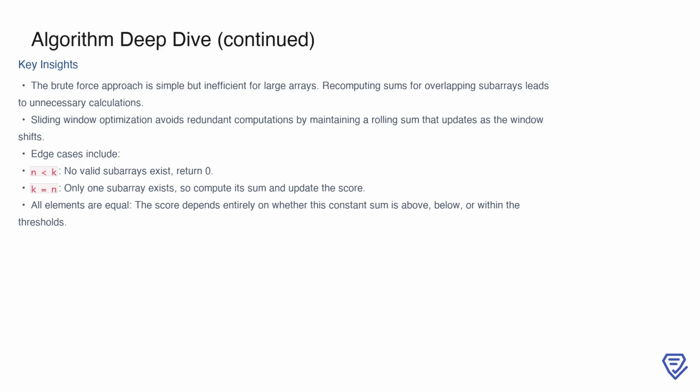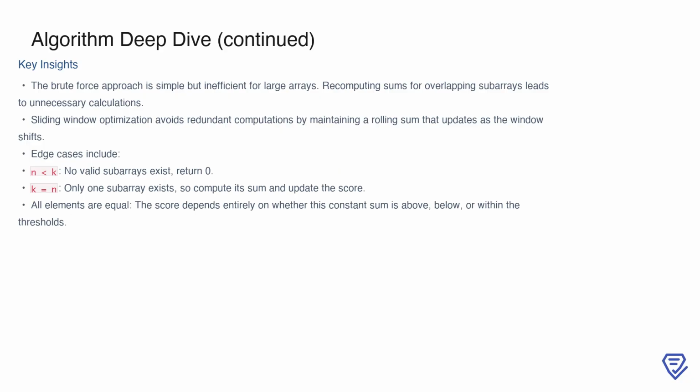The sliding window optimization provides key insights into the problem. The brute force approach, while simple, recalculates sums for overlapping subarrays, leading to unnecessary computations. The sliding window technique addresses this inefficiency by maintaining a rolling sum, which updates dynamically as the window shifts. This eliminates redundant calculations and makes the algorithm more scalable for larger inputs.